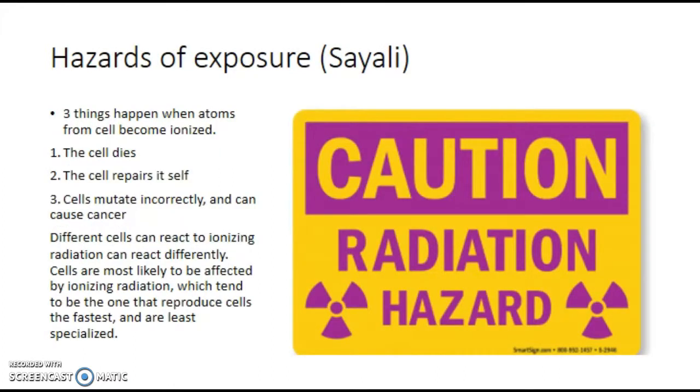Three things happen when atoms from cells become ionized. 1, the cell dies. 2, the cell repairs itself. 3, cells mutate incorrectly and can cause cancer. Different cells can react differently to ionizing radiation. Cells most likely to be affected are the ones that reproduce the fastest and are least specialized.